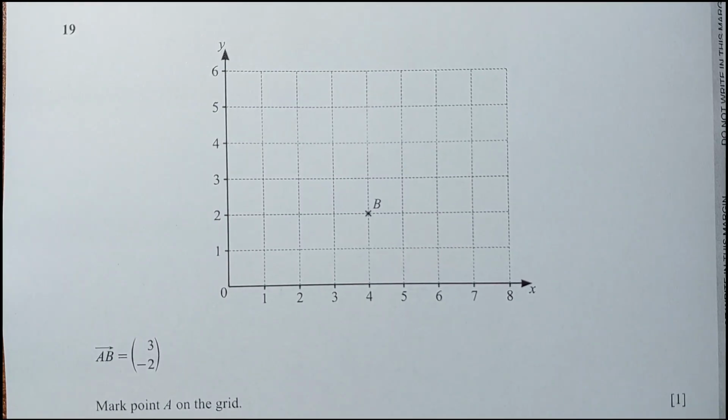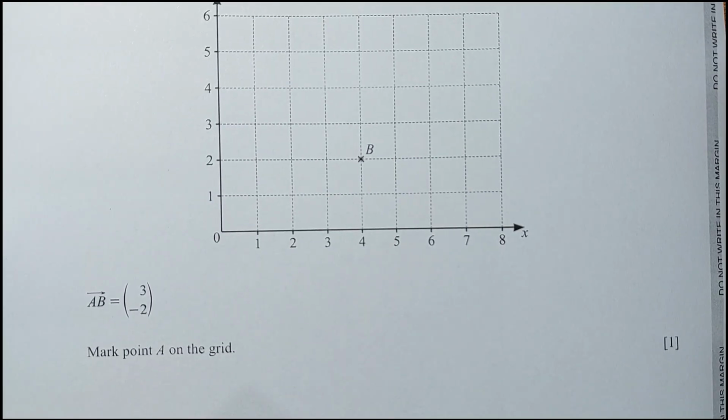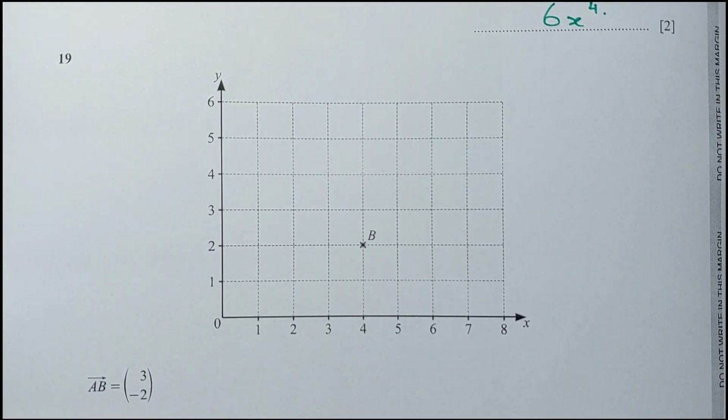Question number 19. You have a vector AB. Mark the point A on the grid.